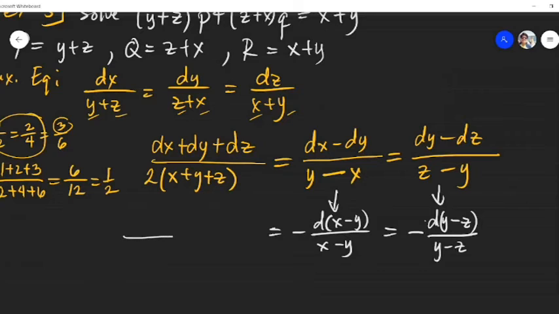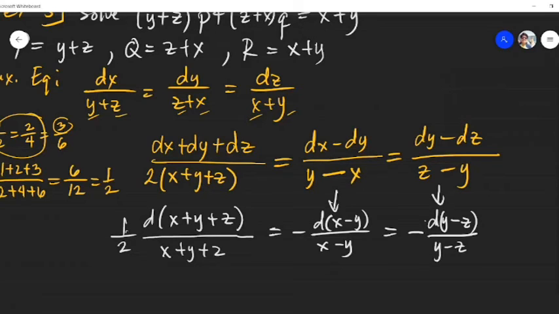And if we take a look at the first fraction, we have the derivative of x plus y plus z over x plus y plus z with a multiple of 2. Then why not factor out that 1 over 2 so that we have x plus y plus z in the denominator. So we can now integrate all sides, two at a time.